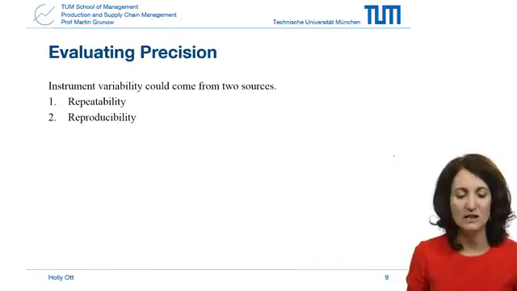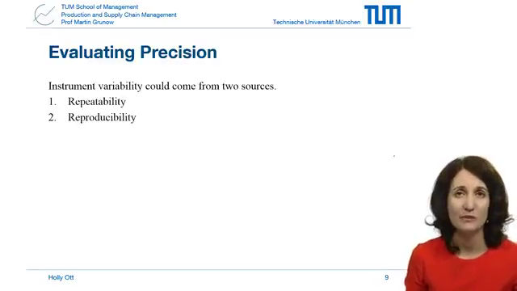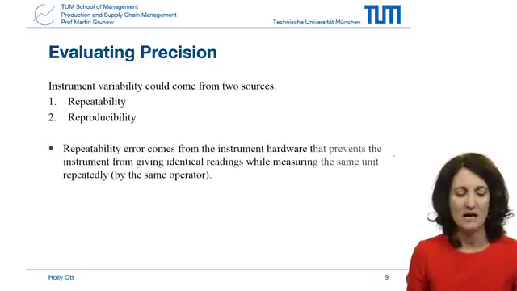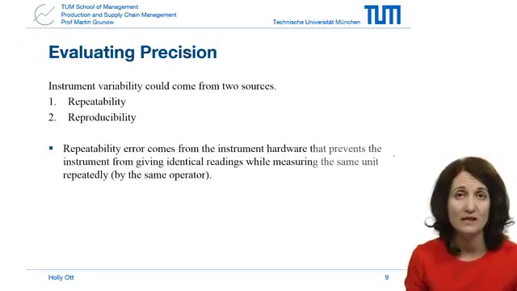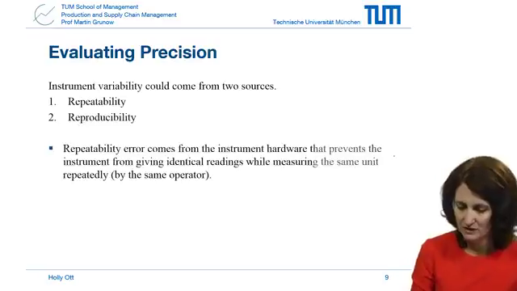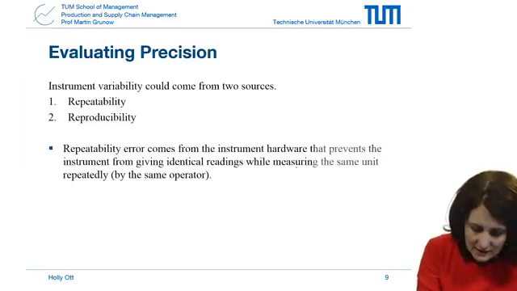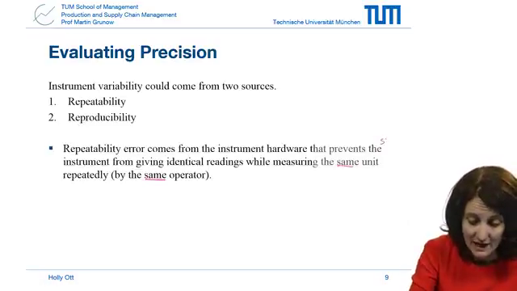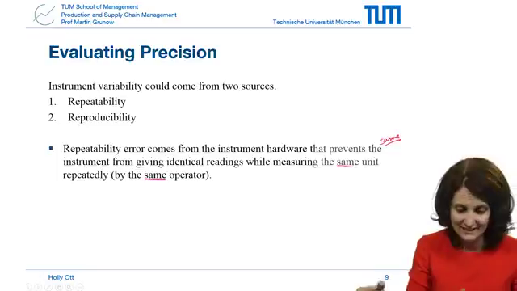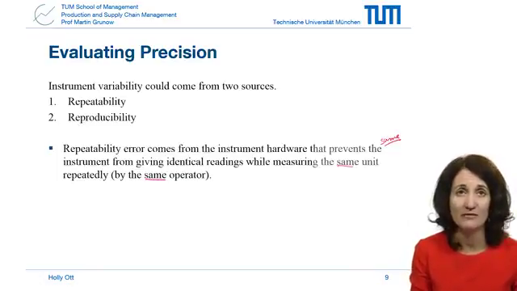Now we want to look a little more closely at evaluating precision. We said instrument variability can come from two sources, repeatability and reproducibility. Repeatability error comes from the instrument hardware that prevents the instrument from giving identical readings when measuring the same unit of a product repeatedly using the same operator. So we emphasize here, same unit, same operator, and it's the same instrument, of course. On this, everything's the same, but you get a variety of readings.